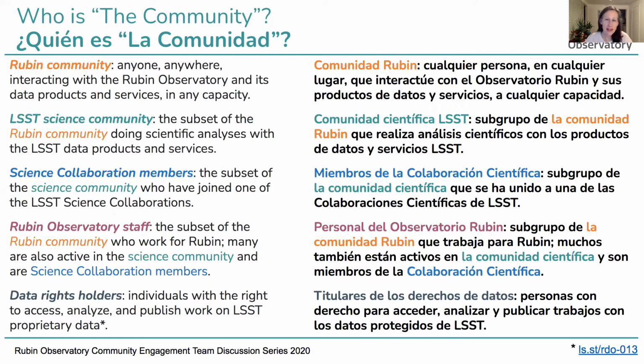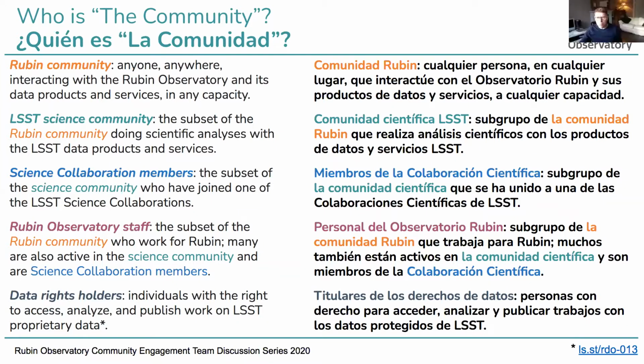Second, the LSST science community, or sometimes simply the science community, refers to individuals in the Rubin community who are doing science with the LSST data products and services, typically performing analyses and writing journal articles. Third, science collaboration members are those people in the science community who have joined one of the 8 science collaborations.